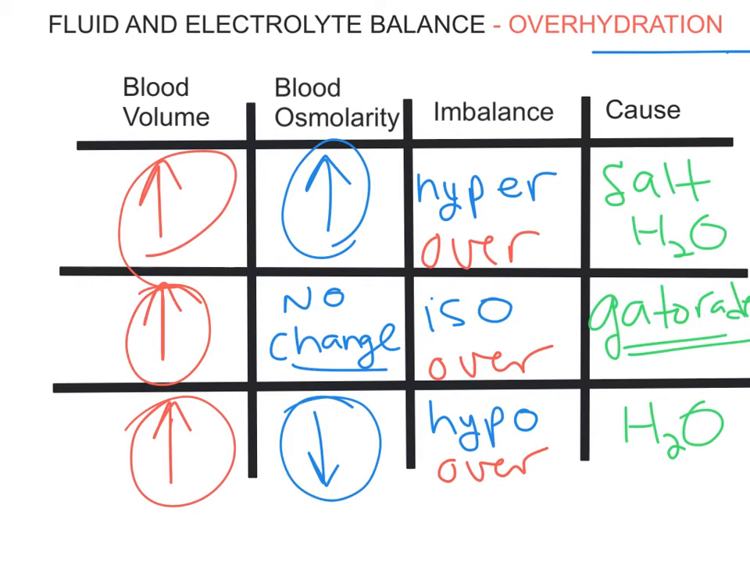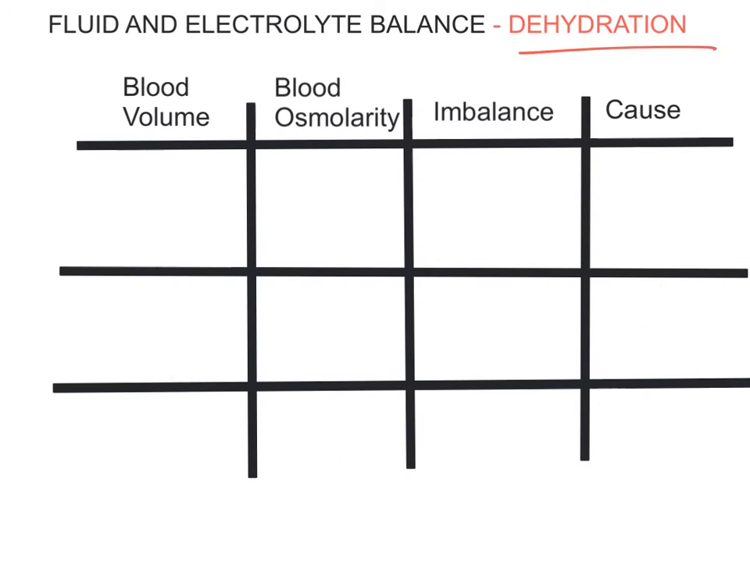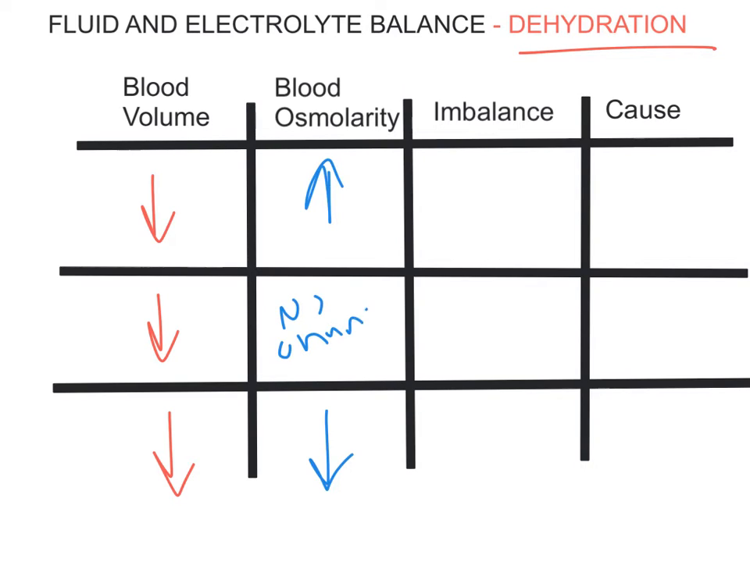On the next page, we will look at underhydration, commonly known as dehydration. So here we have dehydration. So in this case, blood volume has gone down. And again, we can have a corresponding increase in osmolarity or a decrease or no change in osmolarity.